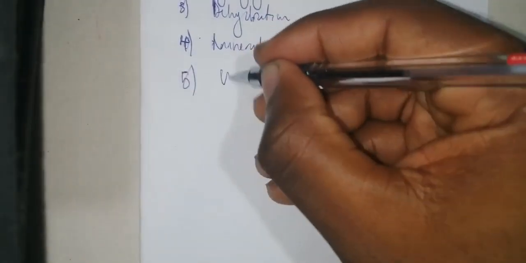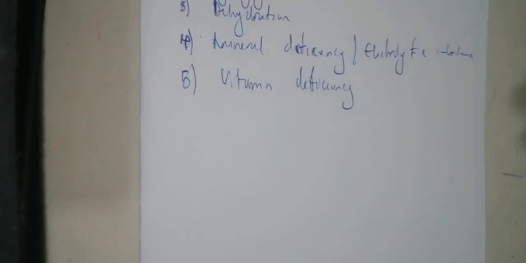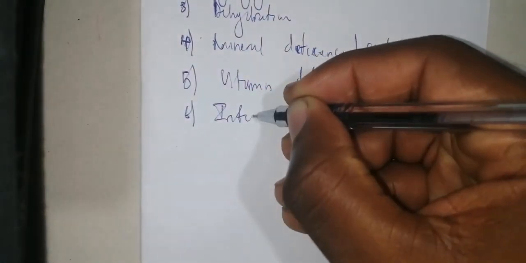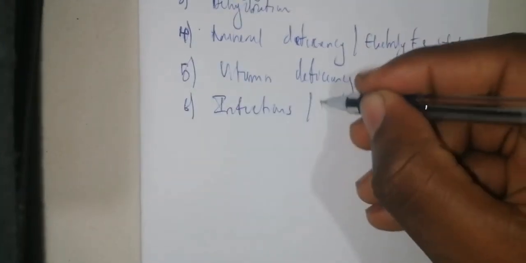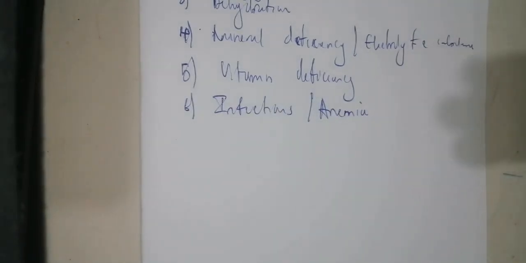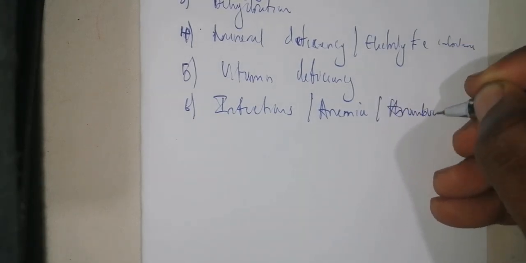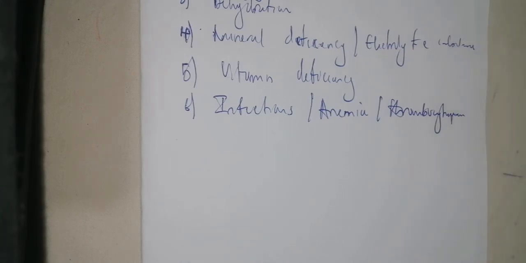The fifth element is vitamin deficiency. Is it clear? We have vitamin deficiency as another complication of malnutrition. Since there is vitamin deficiency, there is infection. Those patients are at risk of infections, and also at risk of anemia, like the pernicious anemia as we have already explained. They are also at risk of thrombocytopenia, as we explained with scurvy.